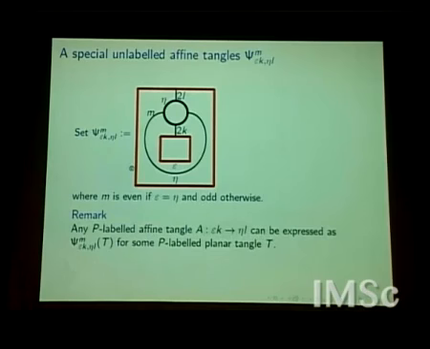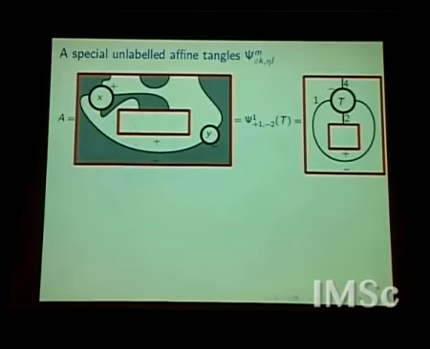And the remark on why this is important: any P-labeled affine tangle A can be expressed as this unlabeled tangle acting on T, where T is a P-labeled planar tangle. So inside this one you put a tangle T and it will give back your A. How is this done? Let us take the example which I was describing. You have this affine tangle, but you have affine isotopy, so stretching and shrinking is allowed, keeping the rectangle fixed.